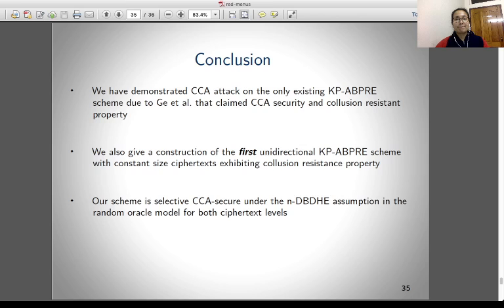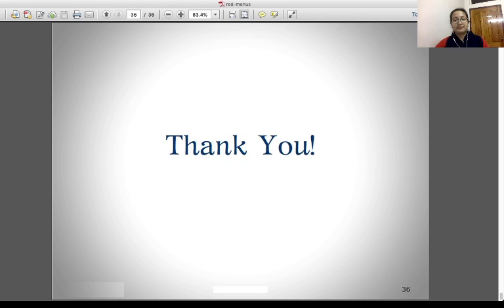2019/1325. To conclude the talk, we have demonstrated a CCA attack on the only existing KP-ABPRE scheme, which claims CCA security and the collusion resistant property, and we have given the first construction of a unidirectional KP-ABPRE scheme with constant size ciphertext. The scheme is selective CCA secure under the n-DBDHE assumption in the random oracle model. That's all. Thank you.